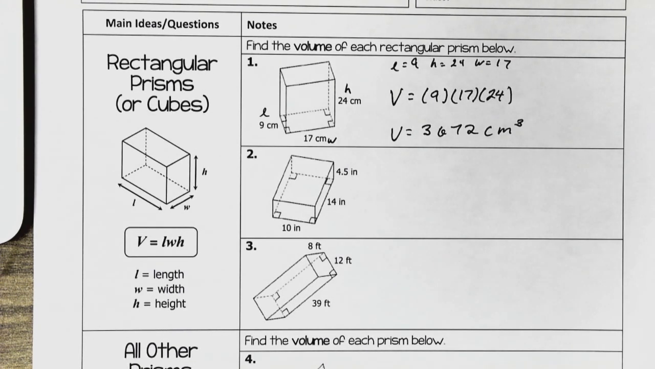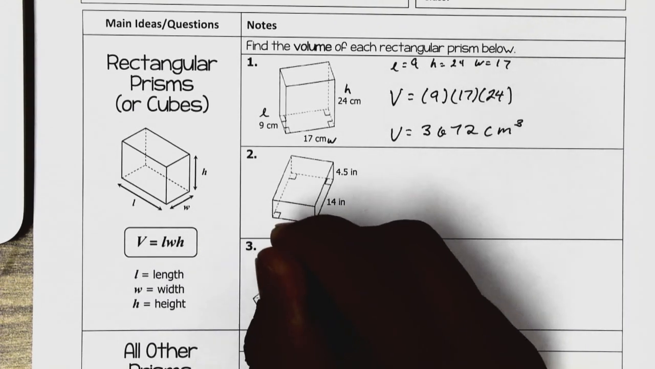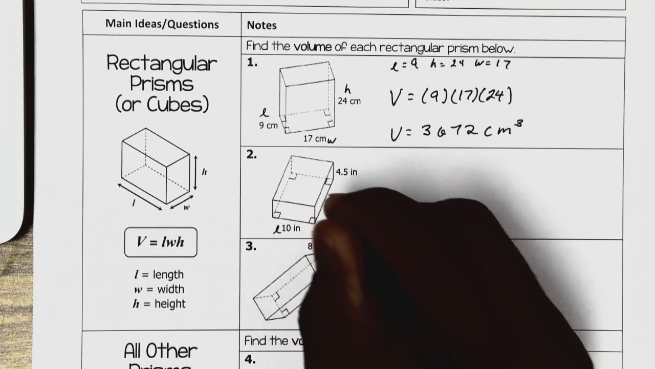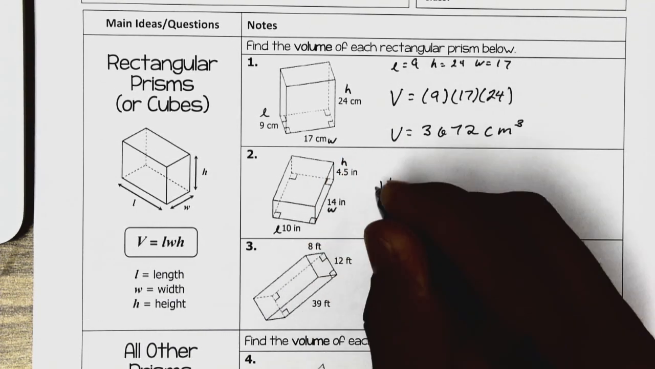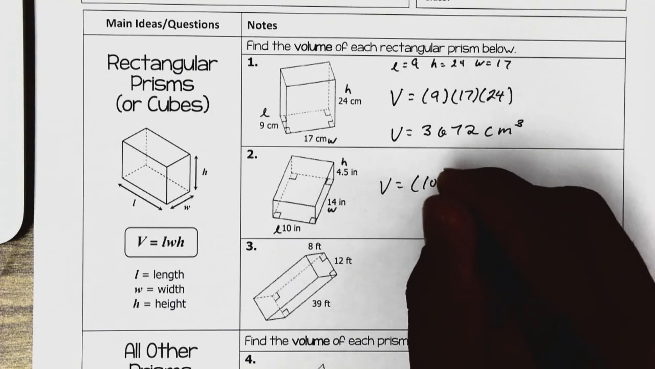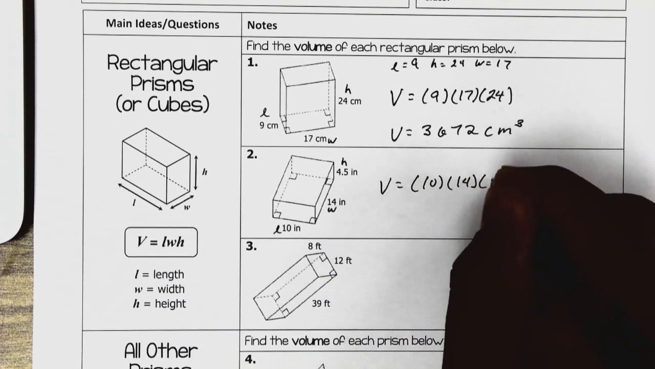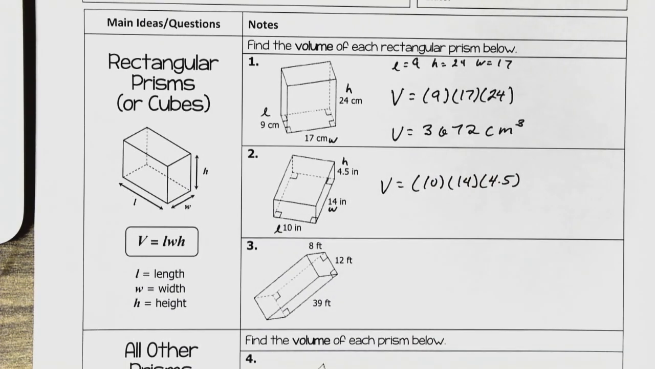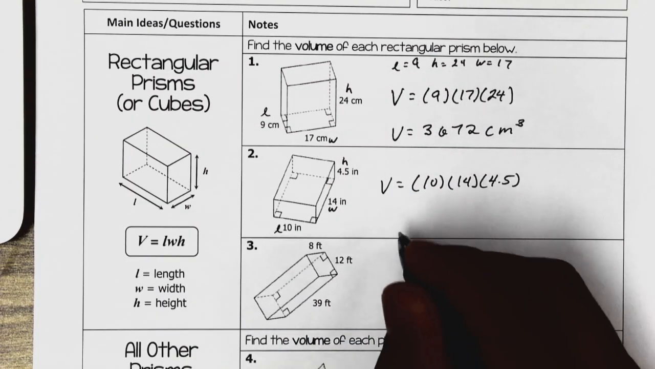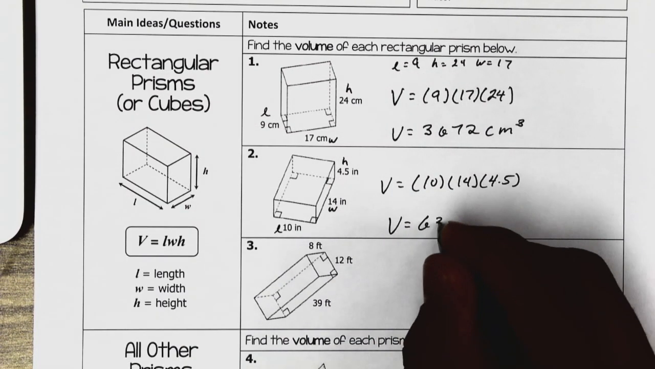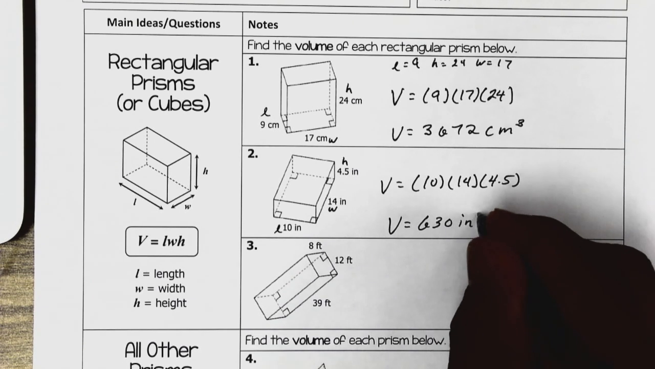All right, number two, same thing. It doesn't matter which one's which as long as you label them each one. This will be L, this will be W, this will be H. So volume is going to equal these three numbers being multiplied: 10 times 14 times 4.5. That gives me 630. So volume is equal to 630. These are inches, so inches cubed.